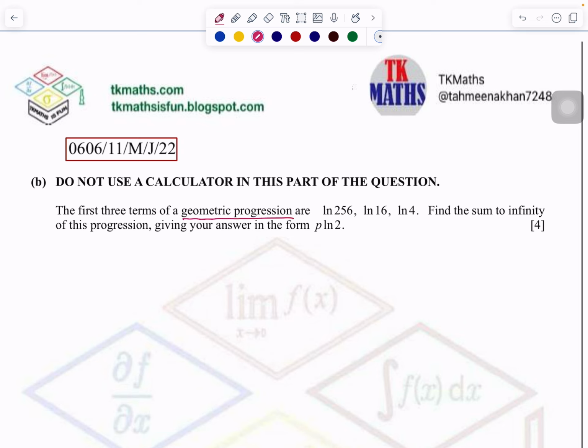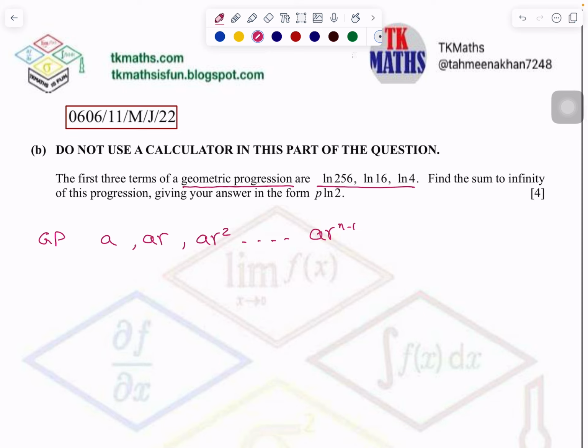So do you remember the geometric progression? Let me write it here. It was a, r. We write plus, then it becomes a series; otherwise it is a sequence. So I'm just writing the terms here. So it is a, ar, ar square, and so on. Right? I showed you the formula in the beginning. These are the first three terms of the geometric progression. So a is equal to ln 256. ar is equal to ln 16.